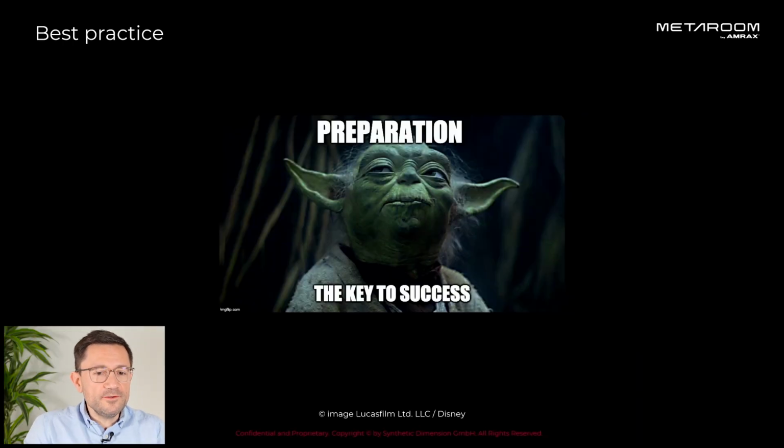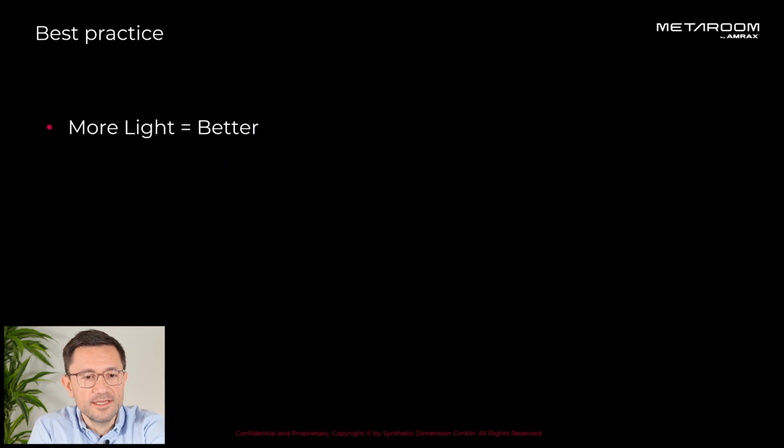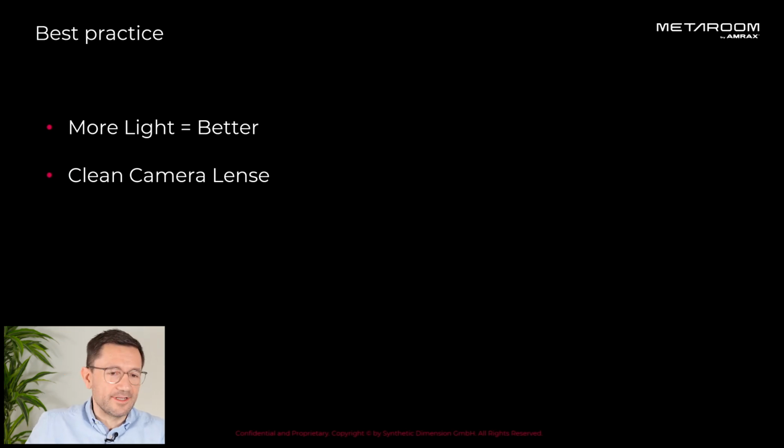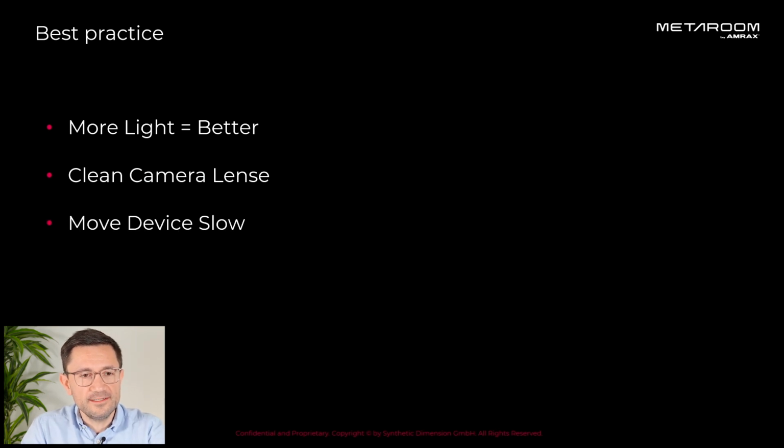So before you scan a building or a room, you should go through and check some basic things. First, the more light you have, the better. This means turn on all artificial lights and remove all the shadings in the room. The second is, and this happens to me all the time, that the camera lens is a little bit dirty, so clean the camera lens. This gives you way better results.